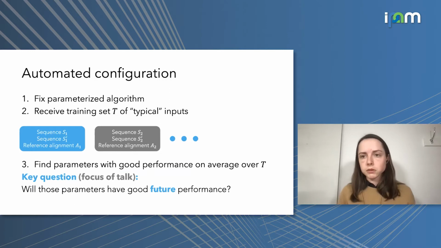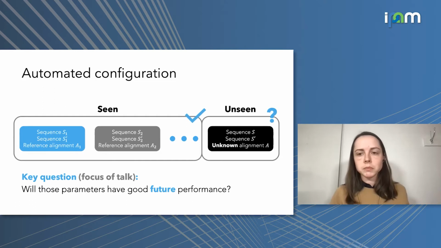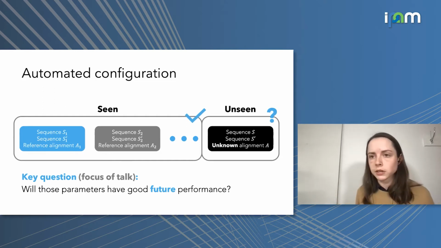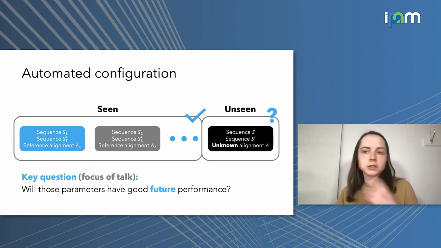So the key question we want to answer in this talk is the following. Will that parameter setting also have good future performance on problems from the same application domain, but which aren't already in our training set? So for example, on a new sequence pair, where we don't even know what the ground truth alignment is, can we somehow guarantee that the algorithm's output alignment will be close to that ground truth alignment?